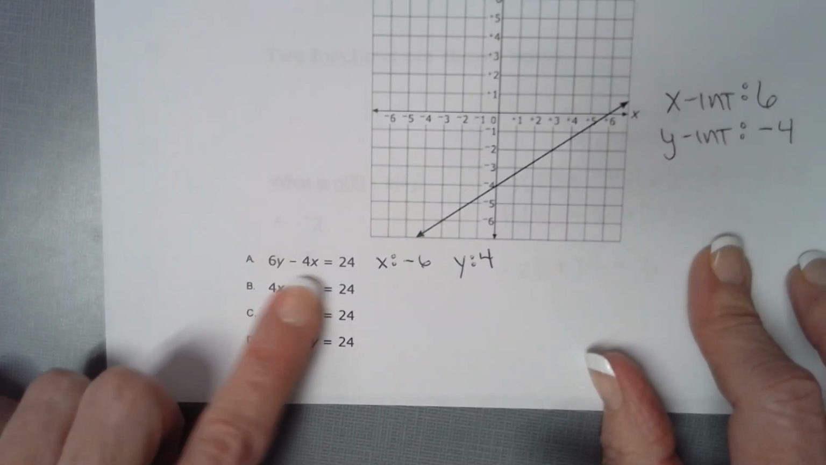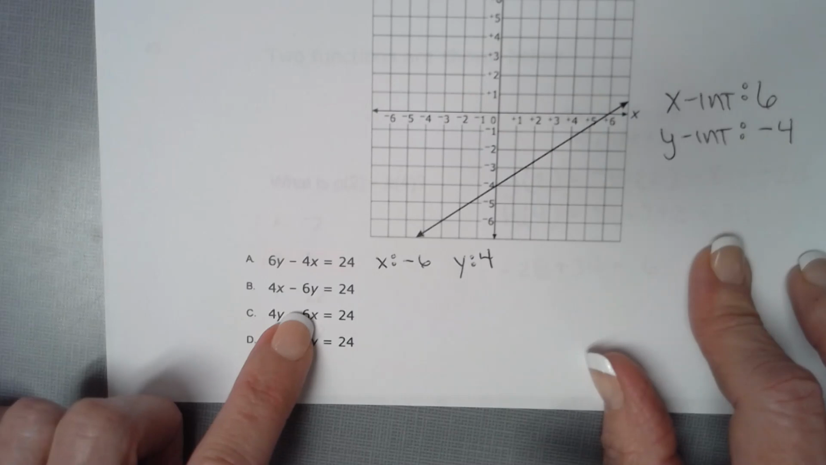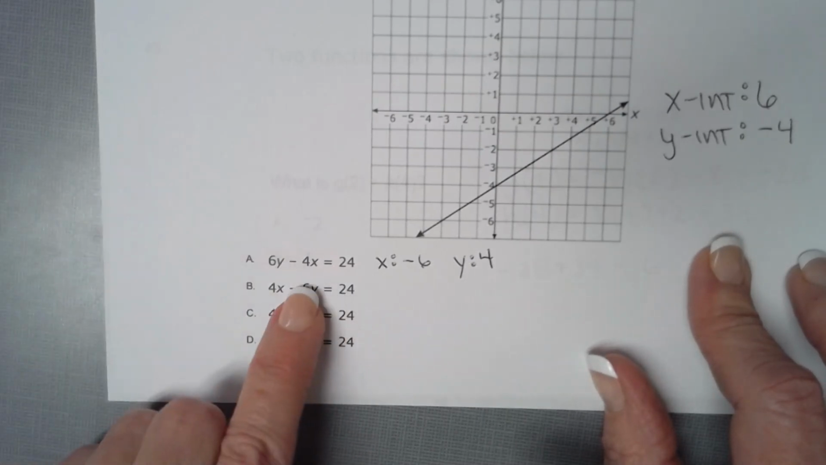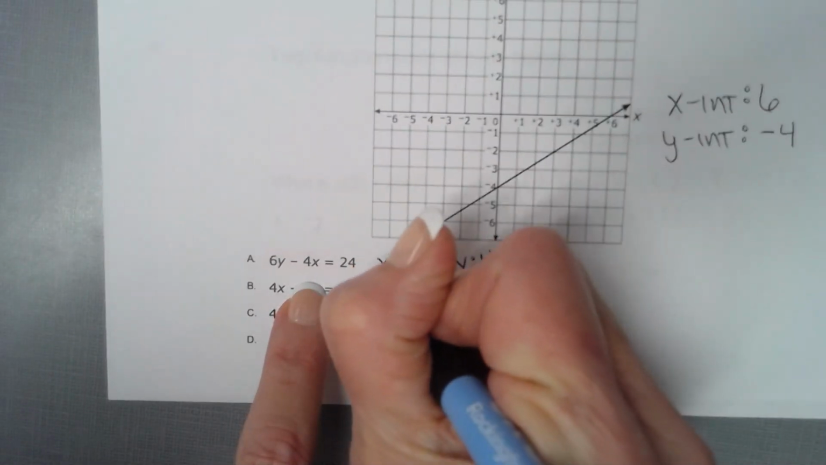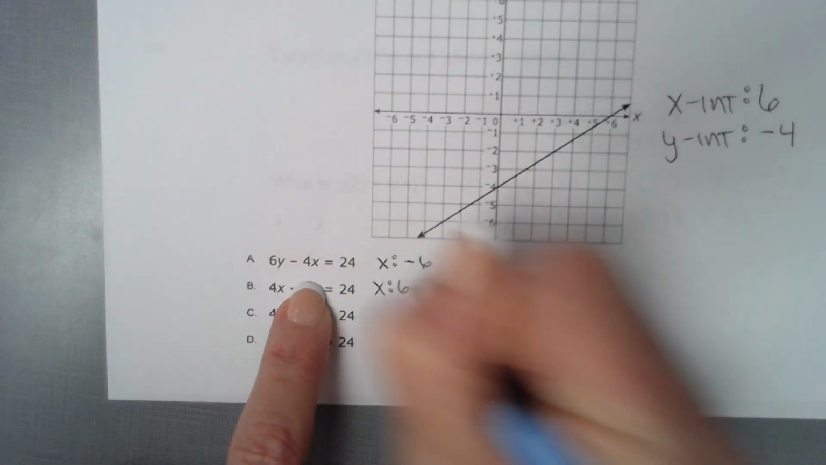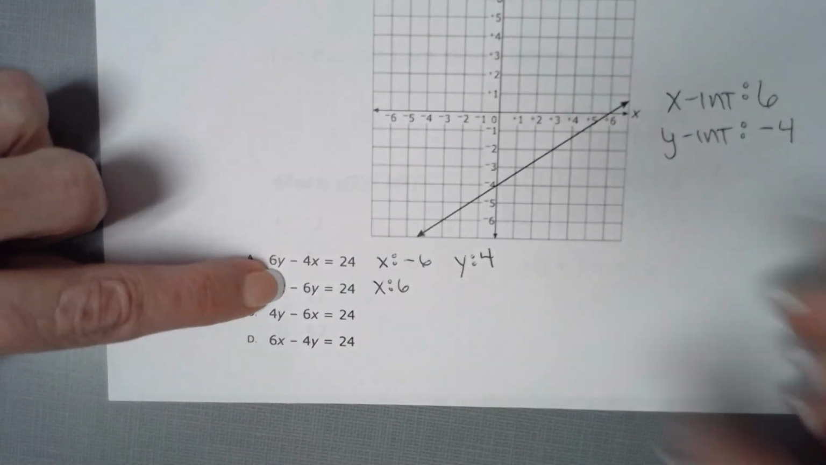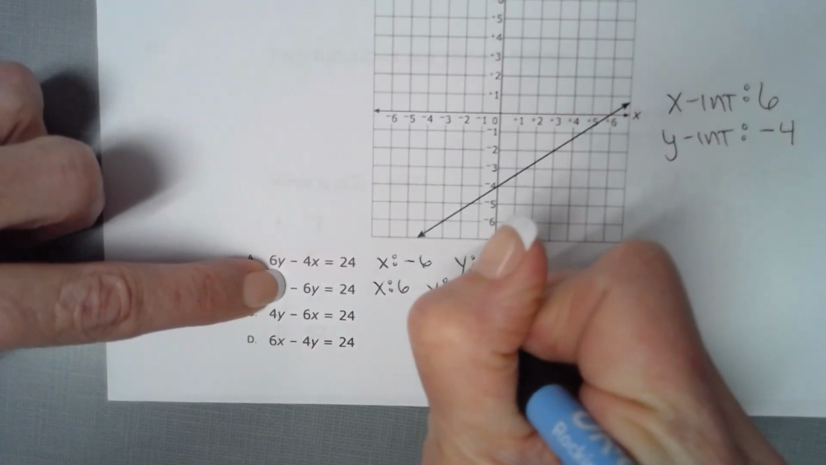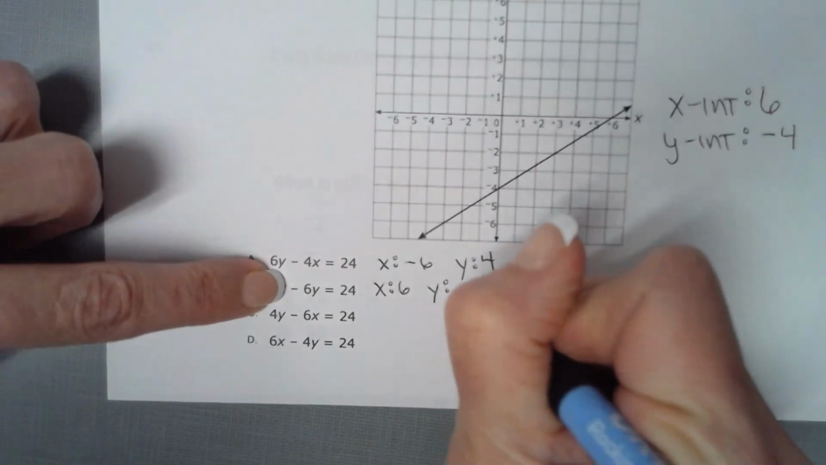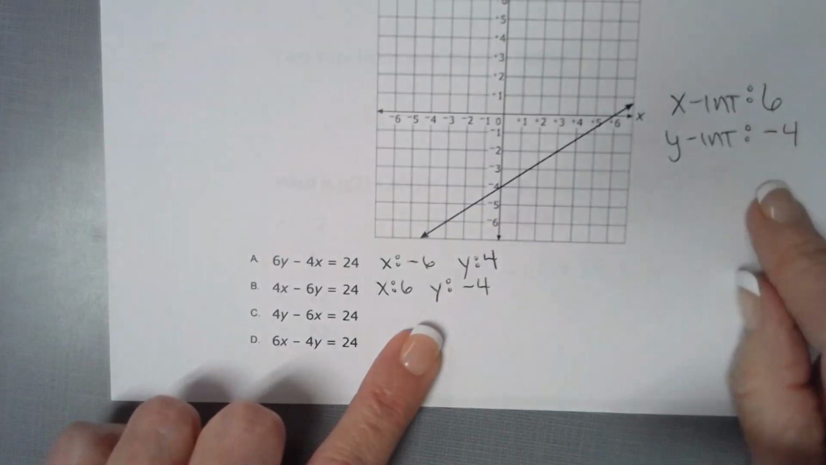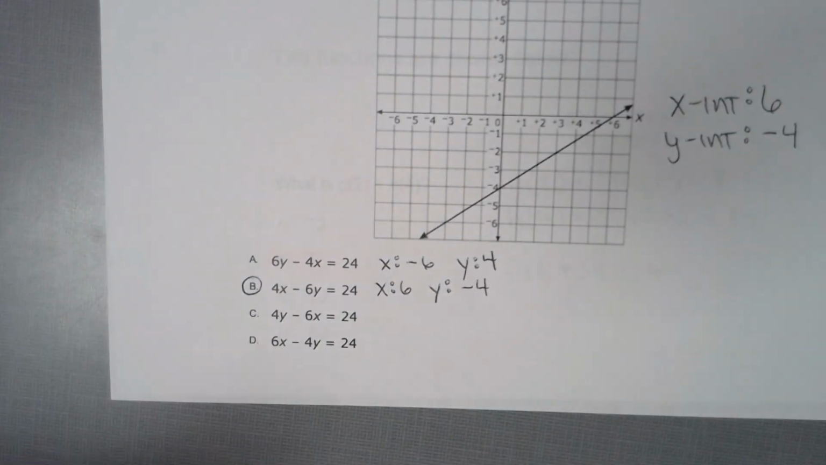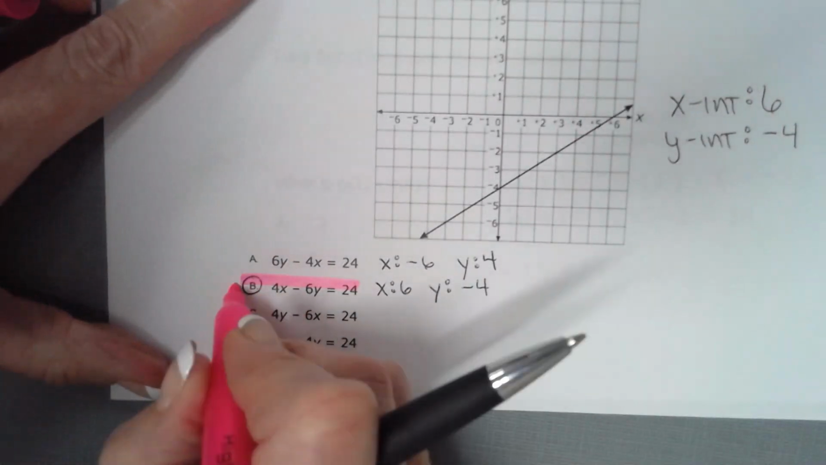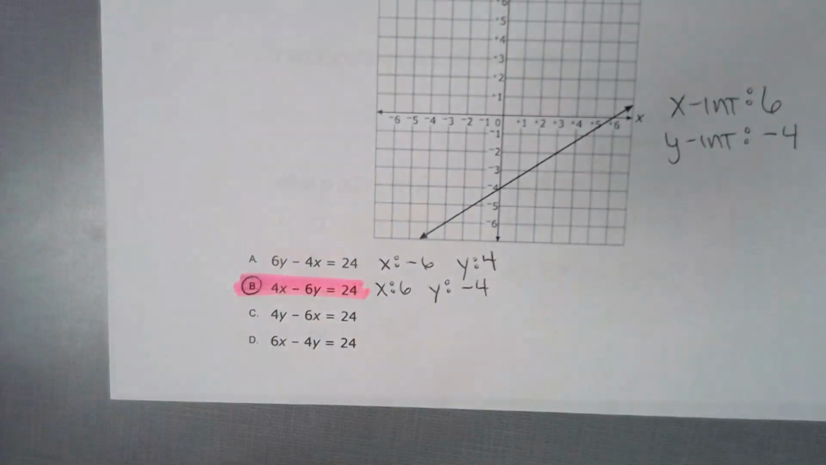Be careful, because here, see, they switch the x and y on you. So I'm going to cover up here for my x-intercept. What's my x-intercept? 6. I'm going to cover up here. What's my y-intercept? -4. Take a look. They match. B is the correct equation that matches the graph. Question there.